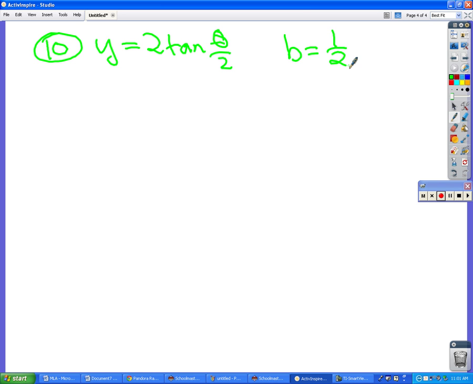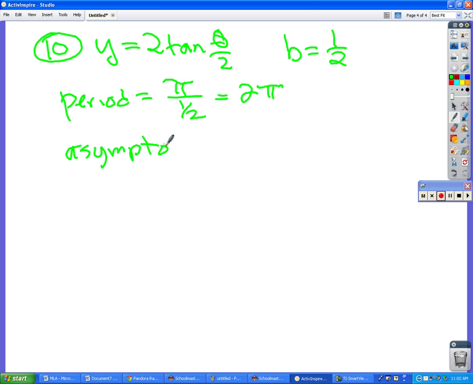Okay? So normally the period is pi, but now b is 1/2, so it's pi over 1/2, which is 2 pi. So the period is 2 pi, right? So that means that there will be an asymptote at pi. The first asymptote is always at half of what the period is. So there'll be one at pi, and then we'll do the fourth trick and just say plus or minus pi. Pretty exciting stuff.